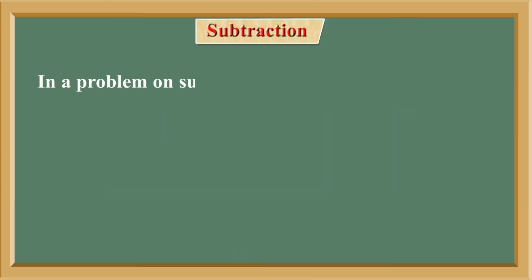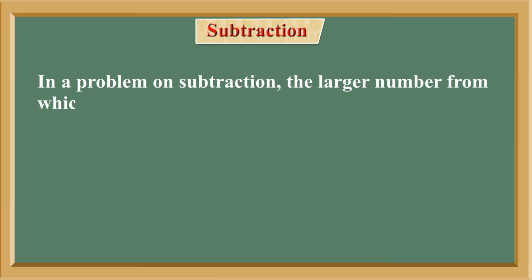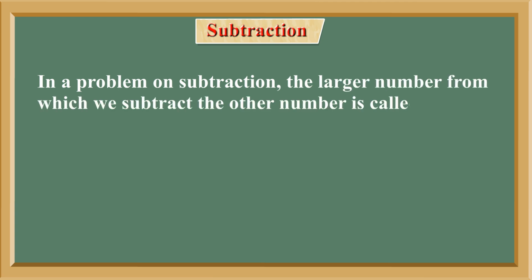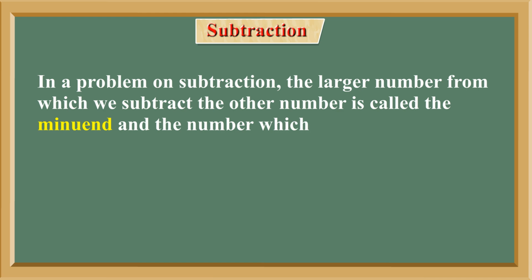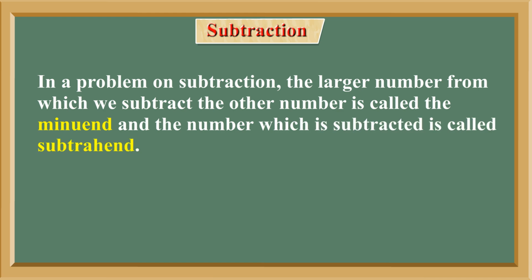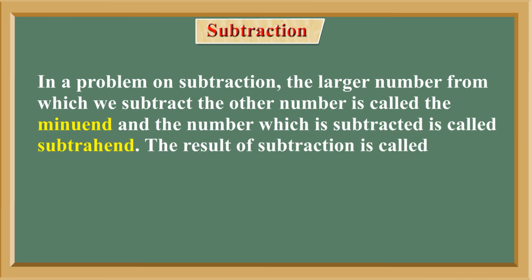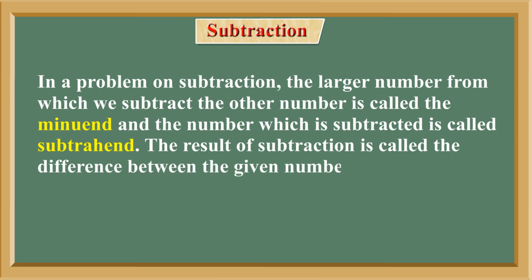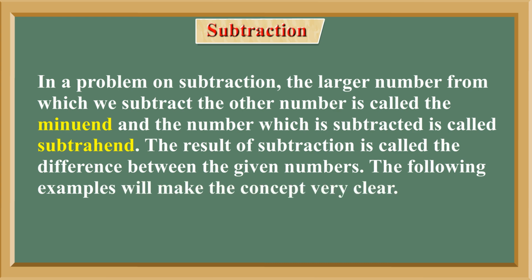Subtraction. In a problem on subtraction, the larger number from which we subtract the other number is called the minuend, and the number which is subtracted is called subtrahend. The result of subtraction is called the difference between the given numbers. The following examples will make the concept very clear.